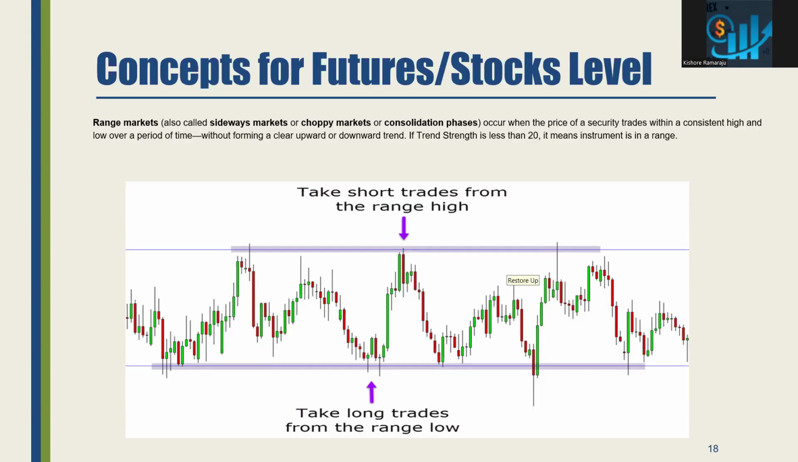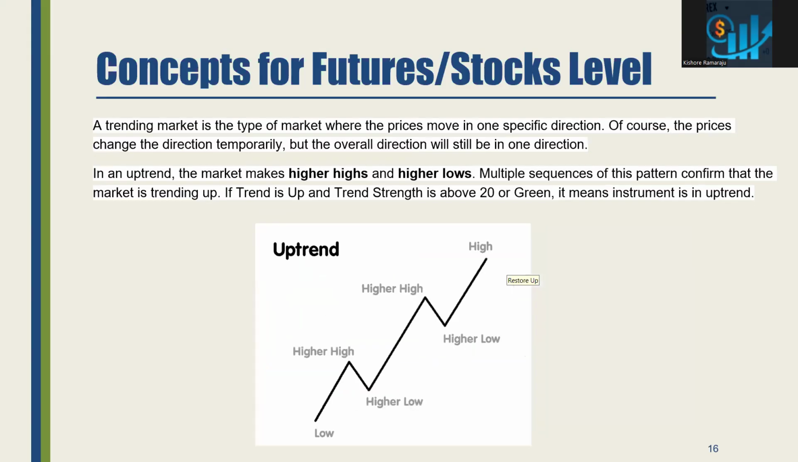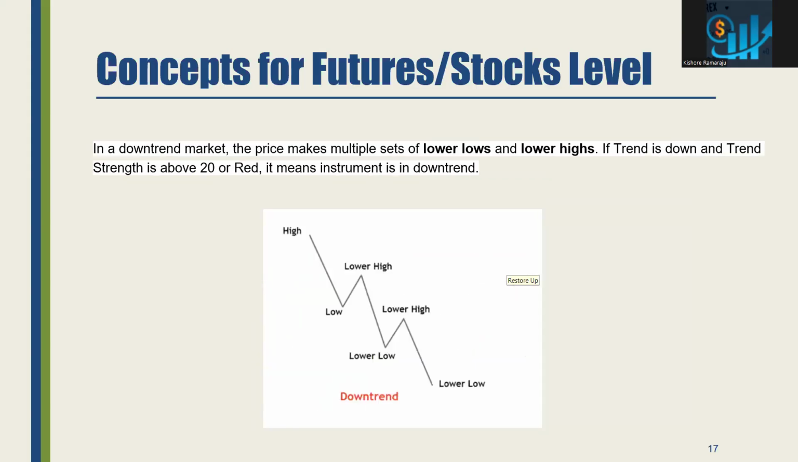I hope everyone is clear with these three definitions. What is an uptrend market? One creating higher highs, higher lows. We should only focus on buy opportunities. The second type of scenario which can happen for any instrument is creating lower lows, lower highs. That means they are in a downtrend. You need to focus mainly only on the short opportunities.